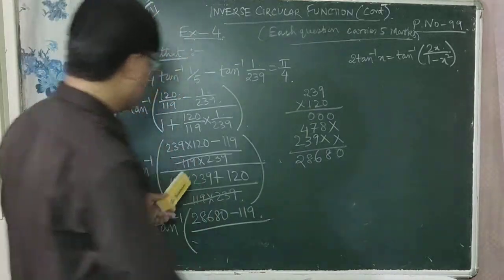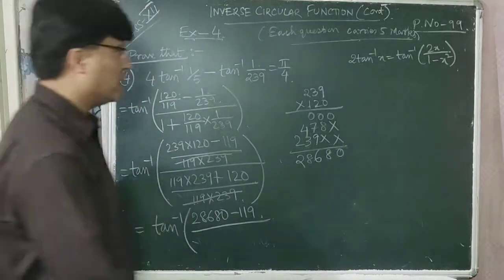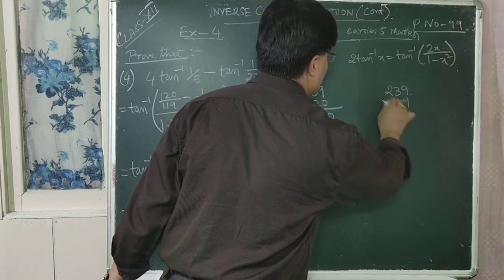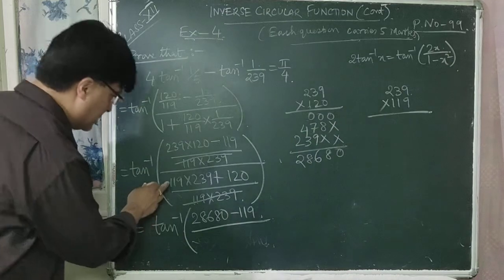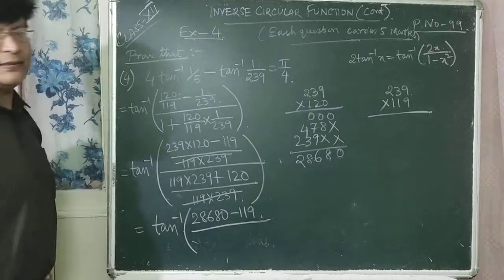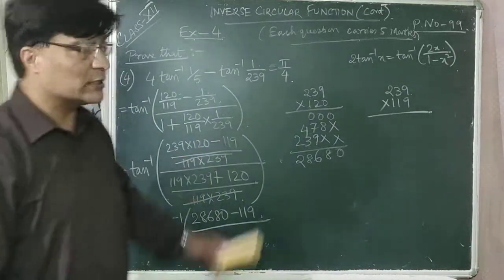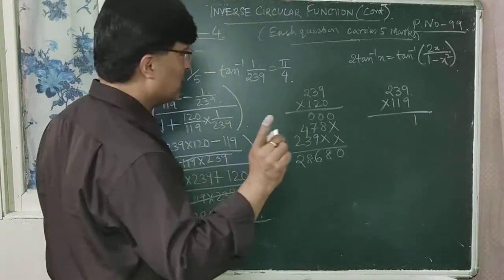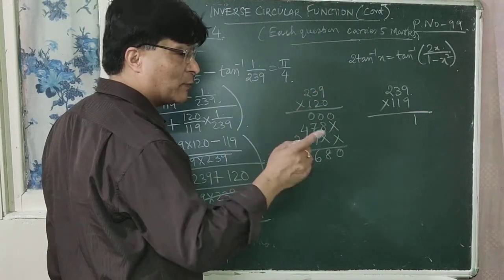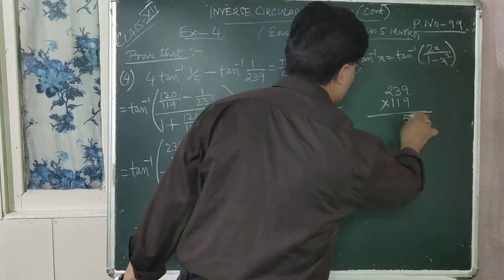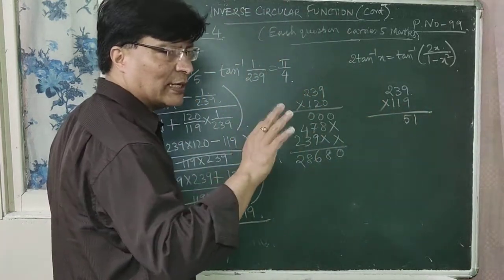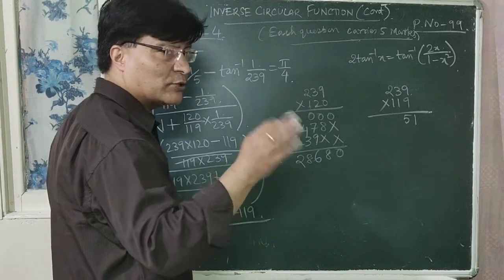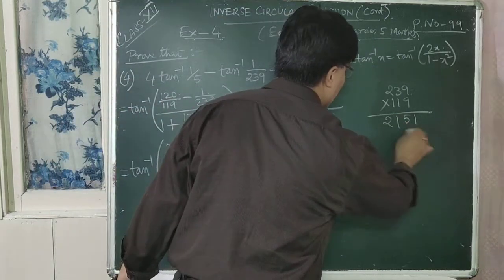again you have to multiply 239 by 119, right? 239 should be multiplied by 119 again. It is 119 into 239, okay? So let us multiply them. 9 9s are 81, 1, 8. 9 3s are 27 plus 8, 35, 5, 3. 9 2s are 18, 9 2s are 18, right? 18 plus 3 is 21.